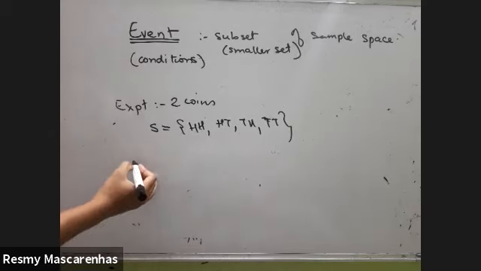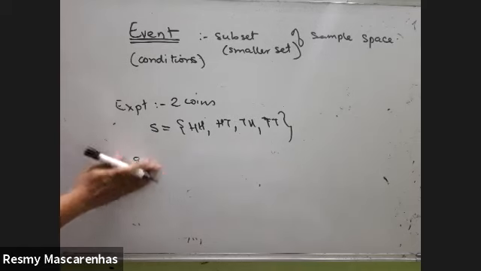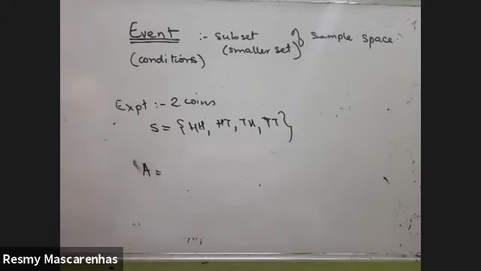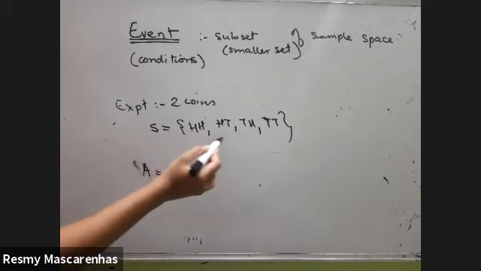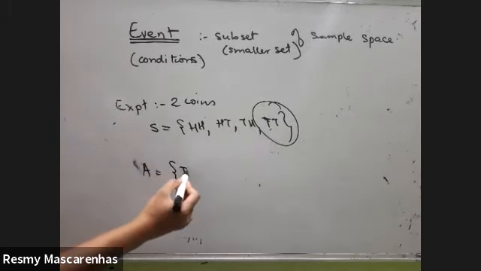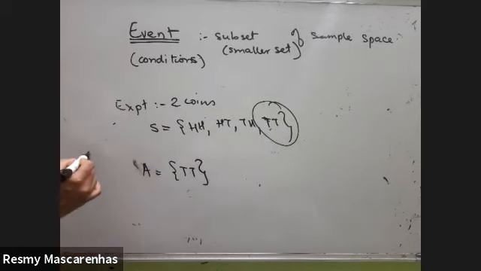So event 1 you can consider A. What does the A say? That both the coins have to be tails. Exactly 2 tails I should have. So where is exactly 2 tails? Over here. Only this will be my subset. So this is an example of an event.